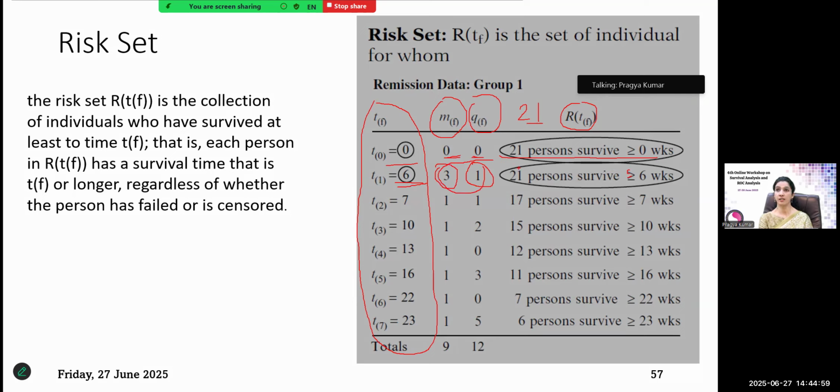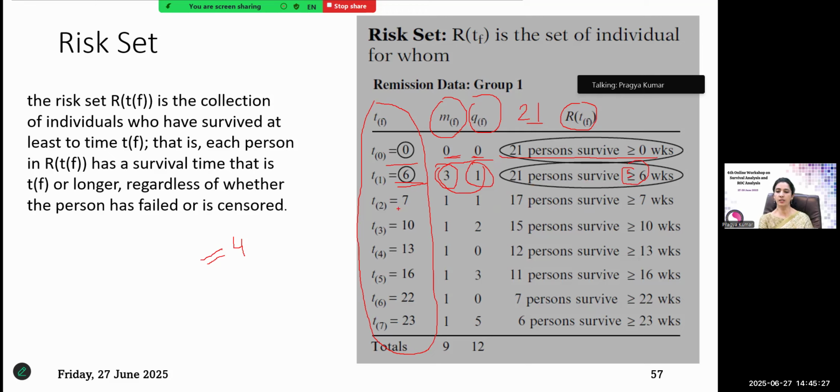So for 17 people. That's why we say more than or equal to, because for 6 weeks, if you take the equal to sign, who are the people who survived until remission? So 4 people survived, but that will be equal to, and the rest 17 will be more than. That's why we say that the risk set remains the same. More than or equal to 6 weeks, that means 21 people.